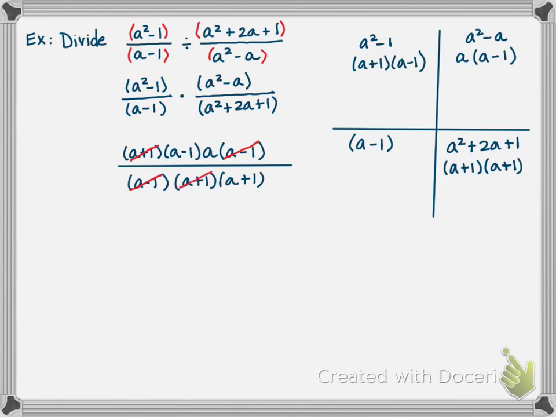And then that's as far as I can go, right? Because the numerator has a factor of a and a factor of a minus 1. The denominator has a factor of a plus 1. They don't have any common factors. So we end up with a times a minus 1 over a plus 1. And we're done. And again, that a plus 1 can have parentheses or not because it's the only factor. But either way is fine.